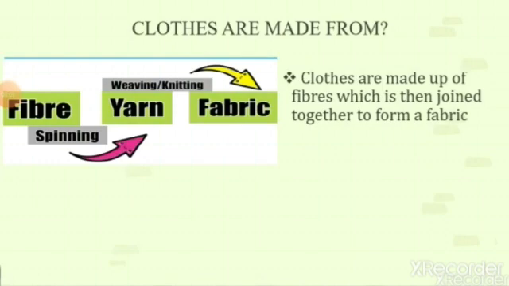We know that clothes are available in different materials and in different colors. How are they made? They are made of fibers which are obtained from plants or animals, which are then made into small thin threads. Those threads are joined together to form a fabric. So fiber is nothing but the material we get from the plant or animal, which is the source. From those fibers, threads are joined together to form a fabric.